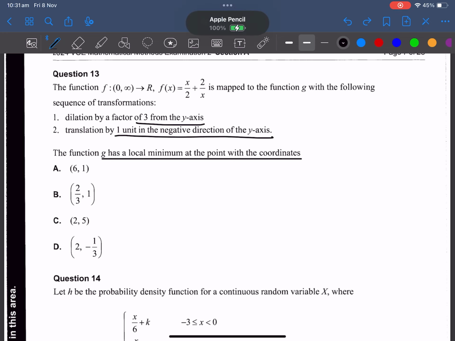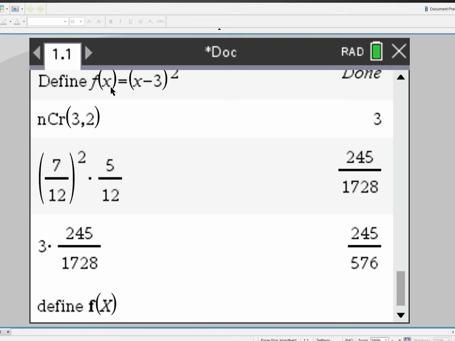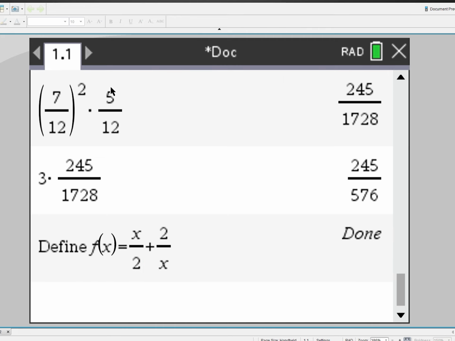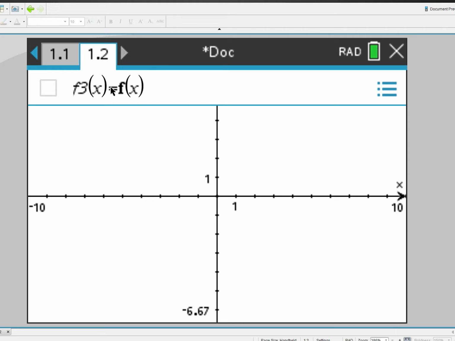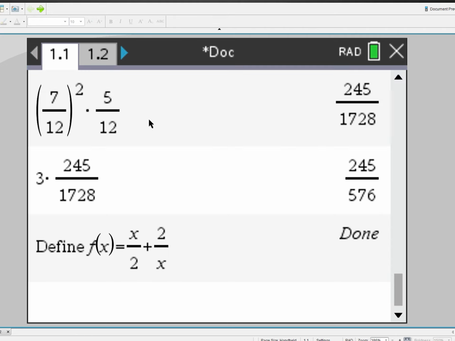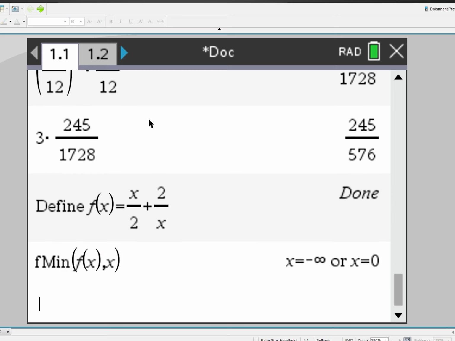So let's just define this function on CAS. So define f of x is equal to x on 2 plus 2 on x. Oh, 2 on x, there we go. Okay, so we'll again use fMin. Actually, better if you just plot it. Control I2 and then f of x, and our domain was given to be x greater than 0. Okay, so our minimum point is somewhere there. So now if I do fMin f of x, comma x, okay, it's giving me the wrong one. All right, so yeah, we can just differentiate this.